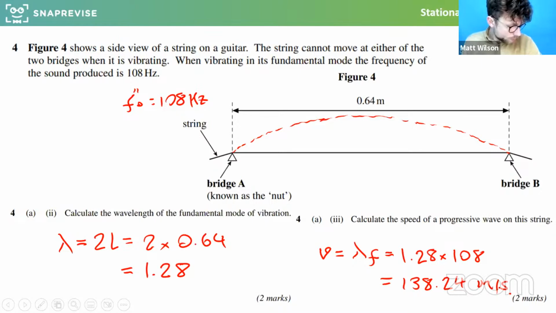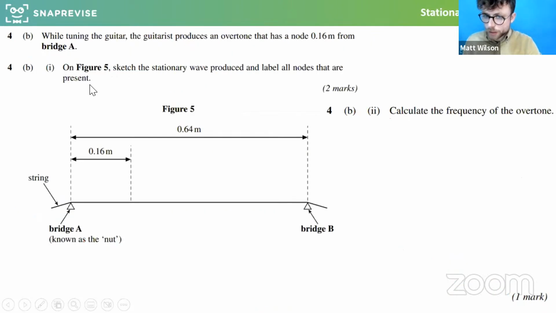So we have another question. One sec, my mouse seems to go missing. There we go. Right. While tuning the guitar, so it's the same question. The guitarist produces an overtone that has a node 0.16 meters from bridge A. On figure 5, sketch the stationary wave produced and label all nodes that are present.